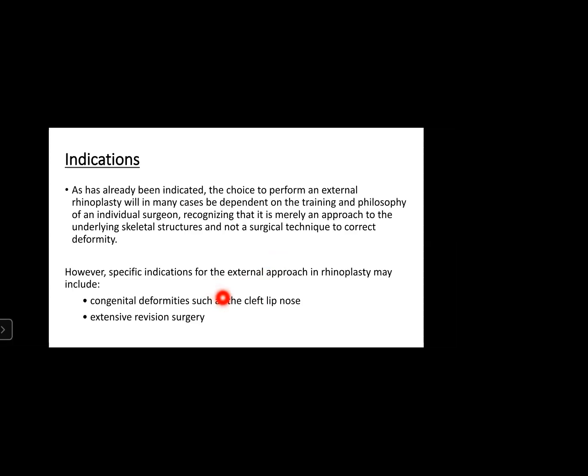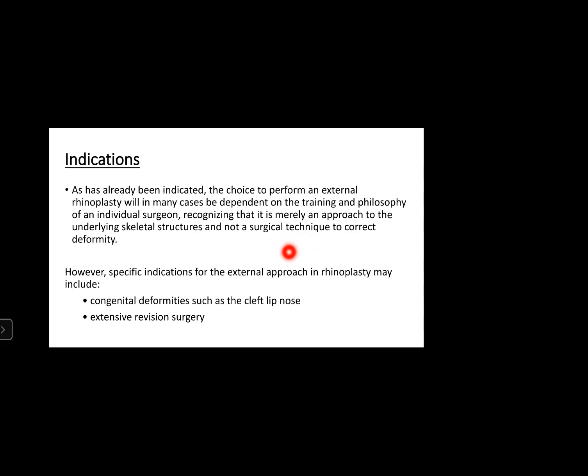To perform an external rhinoplasty, as you know, we have seen the internal rhinoplasty and external rhinoplasty, you should have training. That is the first point: training and philosophy of individuals. Every person has his own philosophy. And recognizing that it is an approach to the underlying skeletal structures and not a surgical technique to correct the deformity. See, external rhinoplasty, internal rhinoplasty, that is only an approach. The way you go is the technique, okay? And surgical technique is different. External means you give an external incision, that is very, very important.